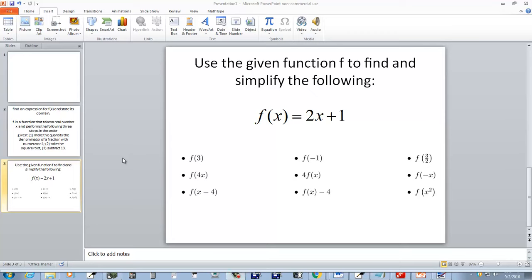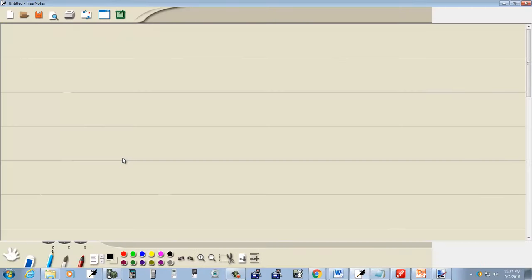In this problem, we want to use the given function f to find and simplify the following. So we got f of x is equal to 2x plus 1.